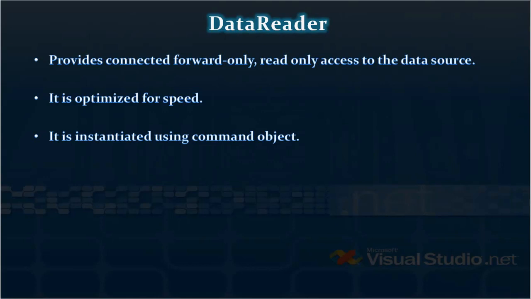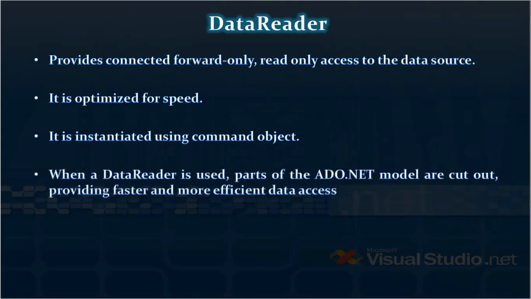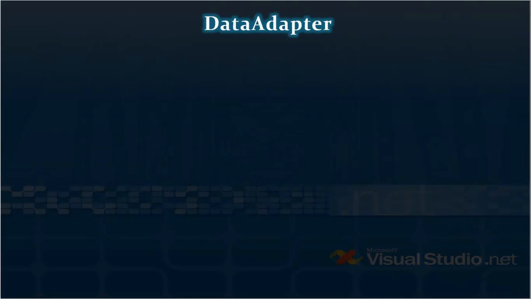Okay, it is instantiated using the command object. Please understand that. Just like how we had connection between every line we wrote in JDBC, here also the reader is initialized using command. The command is initialized using the connection object. So these three are connected together. Okay, I'll show that in working.